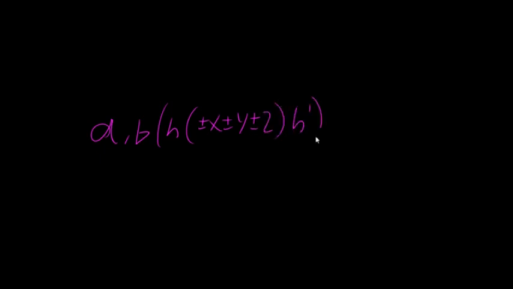Okay, so closing in on the home stretch for the notation format. A single block of code breaks down in the following way. A, comma B, open paren, H, open paren, plus or minus X, plus or minus Y, plus or minus Z, close paren, H prime, close paren, open curly brace, class, close curly brace, A prime, comma, B prime.